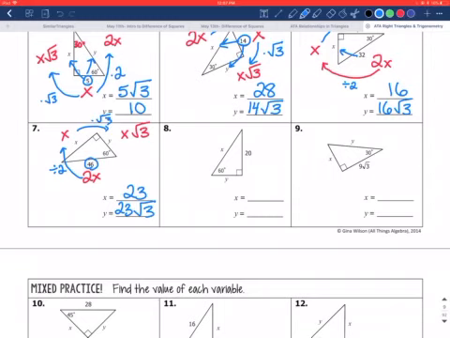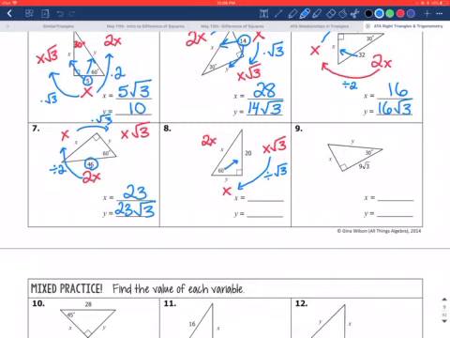Now, 8 and 9 are the ugly ones, right? These are the ones that don't come out nice and neat because they gave us the 60 degree side first. So this is x square root of 3, right? The very first thing you need to do is get back to x. Every single time you need to get back to x.